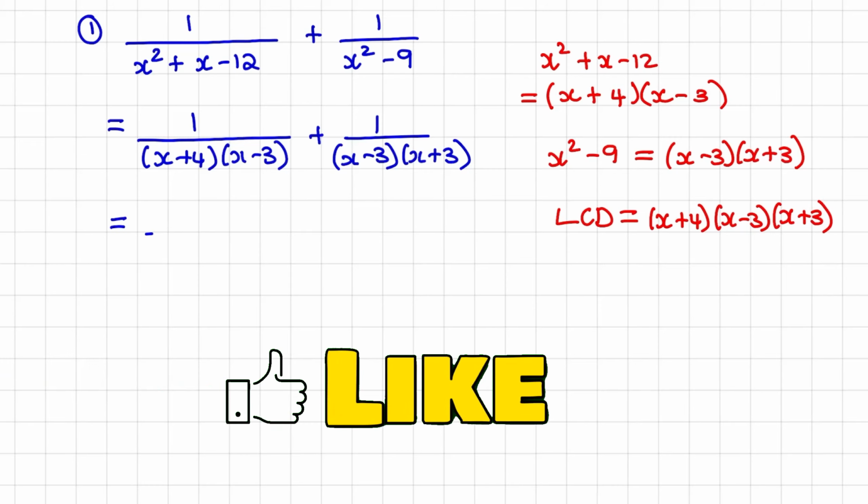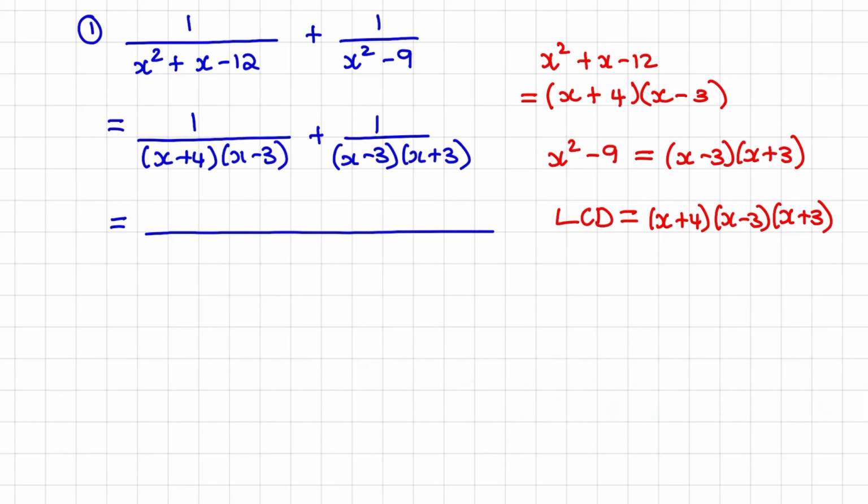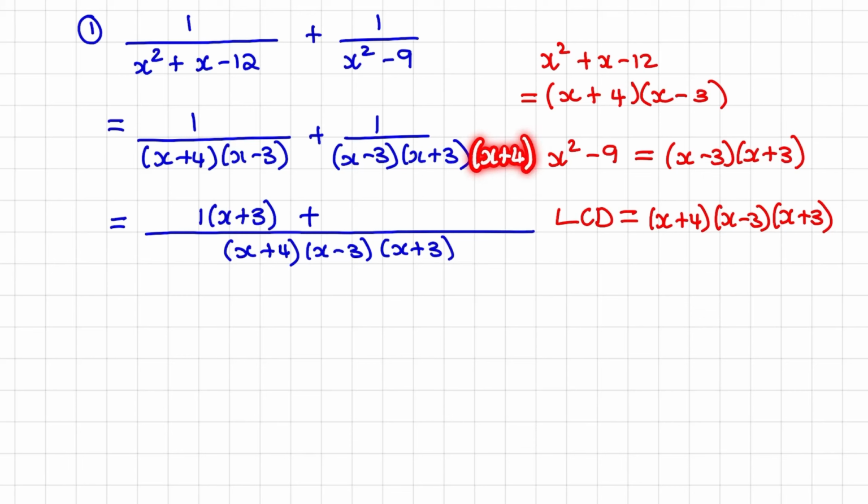And as in our previous video, we now have one single denominator. In the first term, to create that denominator, I need to multiply the denominator with x plus 3, and I repeat that calculation in the numerator. So I'll have 1 times x plus 3. And in the second term, I need to multiply the denominator by x plus 4, and I repeat that calculation in the numerator, so I'll have 1 times x plus 4.